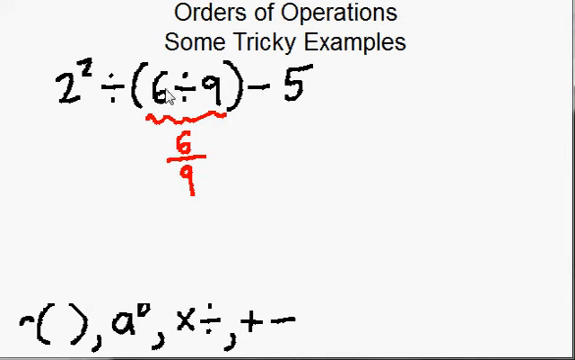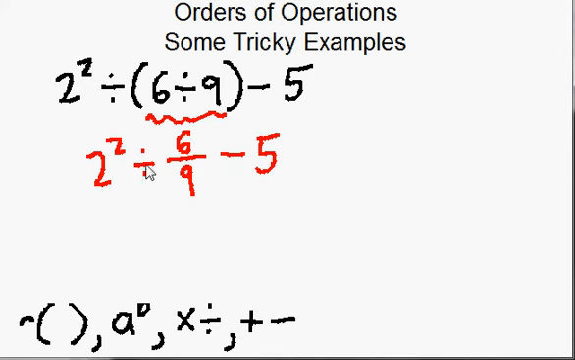So let me just pretend that I evaluated that. I could put what this number is, which is like 0.6666, etc., as a decimal, but I prefer to just have it as a fraction. In fact, I could reduce it, but I might as well just leave it like that. And then I'll write the rest of my expression. So I got 2 squared divided by 6/9 minus 5. Okay? So I took care of the parentheses by making it into a fraction.